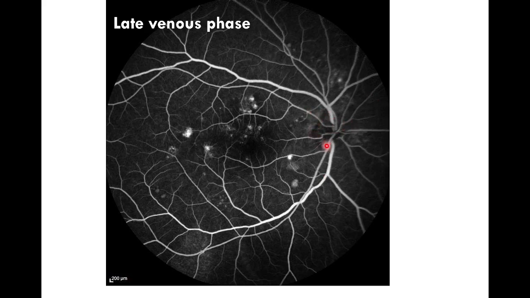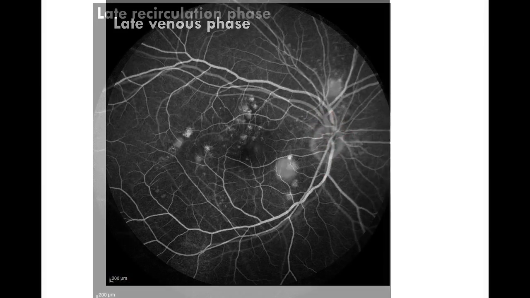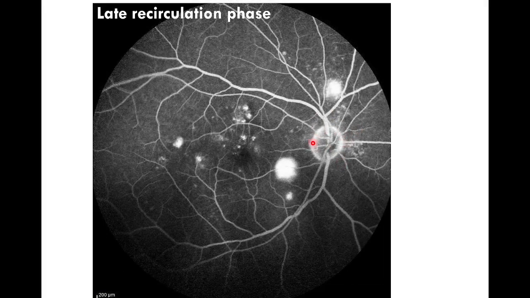This is the late venous phase. See, staining of the disc is not seen here. Disc staining is not seen here. But here we can see the staining. We can see the hyperfluorescence in the disc margin. So what is the reason here?